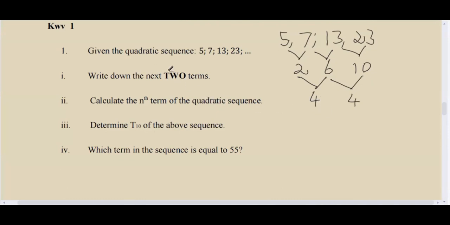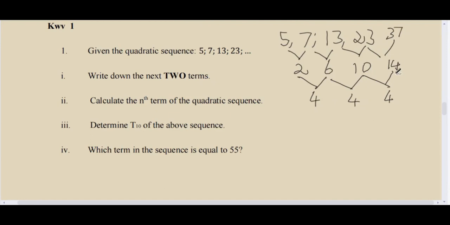Then to write down the next two terms, this is what we need to do. We know that we'll always have a consistent second difference, so we can add 4 to this 10, that's going to give us 14. So we have 23 plus 14, that's going to give us the fifth term of this pattern. So 23 plus 14 is equal to 37.